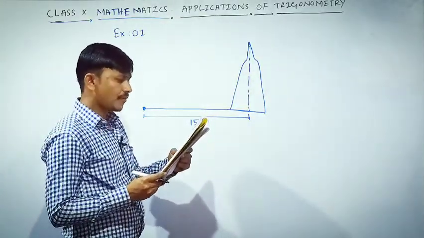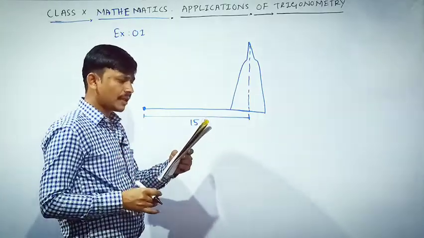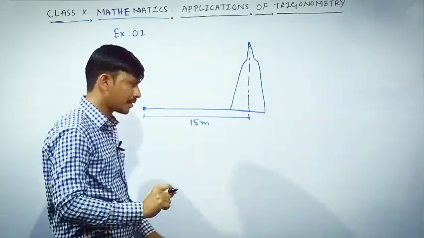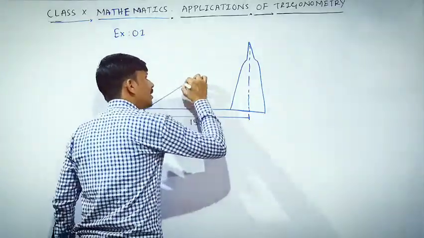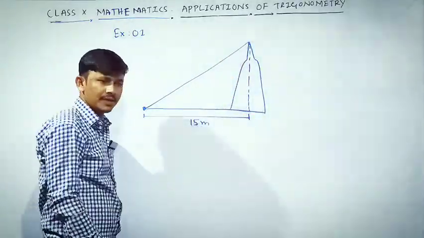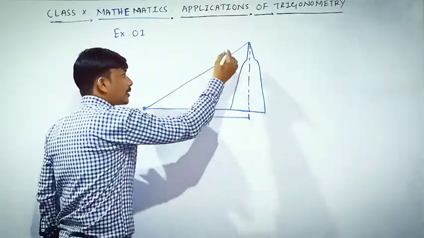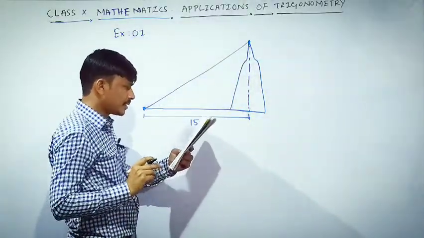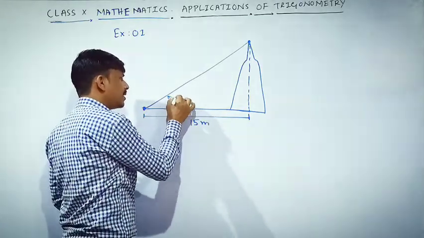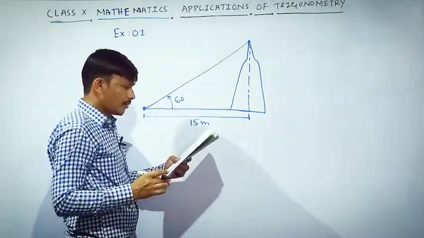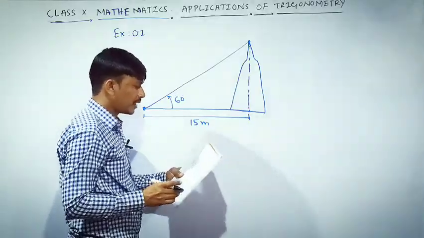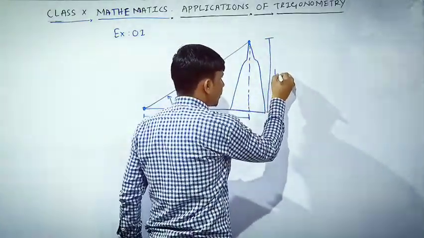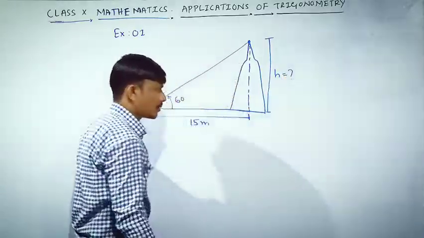Next, away from the foot of the tower, the angle of elevation of the top of the tower, the angle of elevation which is found at the top of the tower from the point on the ground, is 60 degree. What is this angle? 60 degree. So we need to find out the height of the tower. This is the height of the tower. H is equal to question mark.